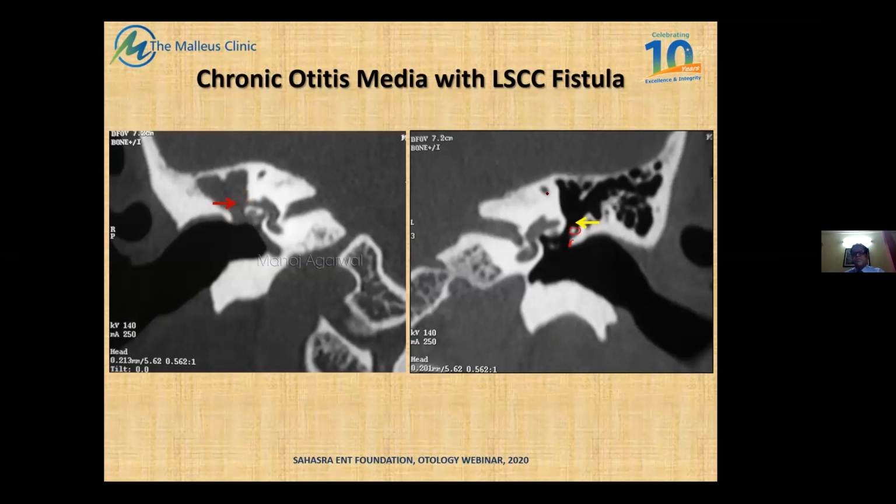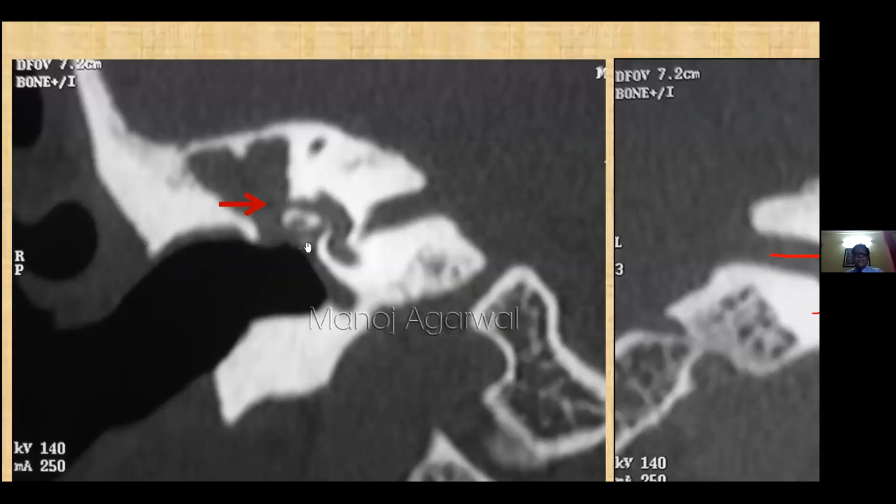You can see the short process of the incus here, superior, lateral, facial nerve, vestibule, basal turn of cochlea, internal auditory canal, footplate of stapes, incudostapedial joint or the lenticular process. But here, do you find anything? Nothing. You have the vestibule, you have the lateral, you can probably make out the head of the stapes here, and it was there during surgery. You can make out this whitish, hyperintense shadow within this isointensity, which is the head of the stapes. But you do not make out the bone over the lower aspect of the tympanic segment of the facial nerve. So there is a probability that the tympanic segment is dehiscent.